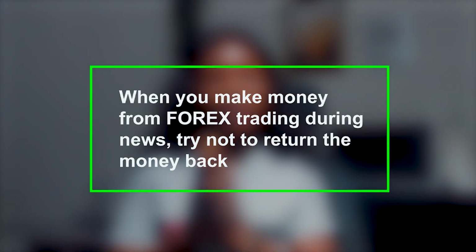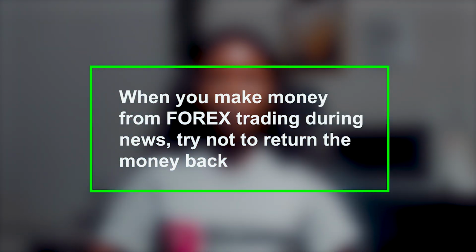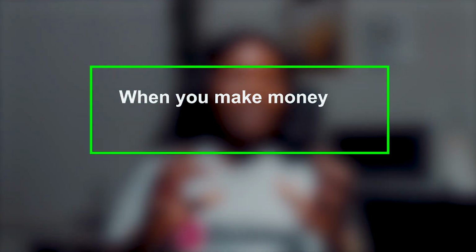And very importantly, when you make money from Forex trading during news, try not to return the money back into the market, because the moment you get that, you might feel, oh, I left too quick and the rest of that. But remember your plans before you started. I know it's not easy to have that discipline that you're seeing money still moving in the market. Just know that even if you might win, it is just a matter of gambling that you are doing if you place further trades. All right.